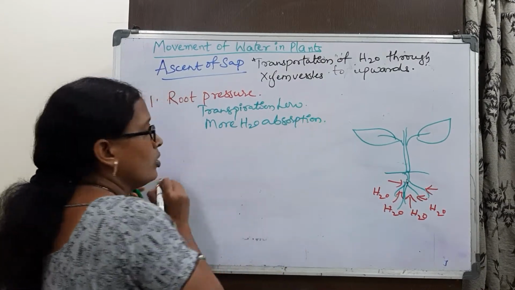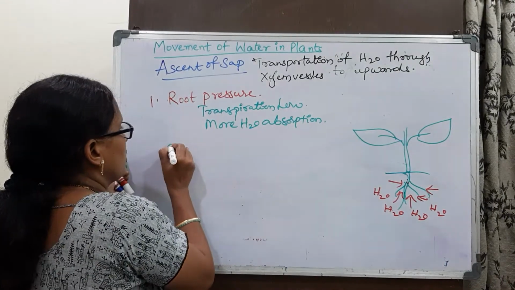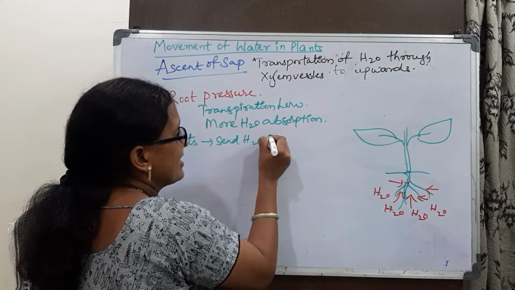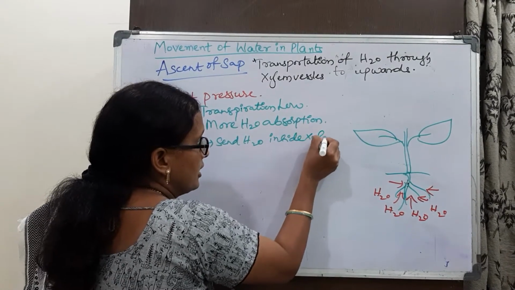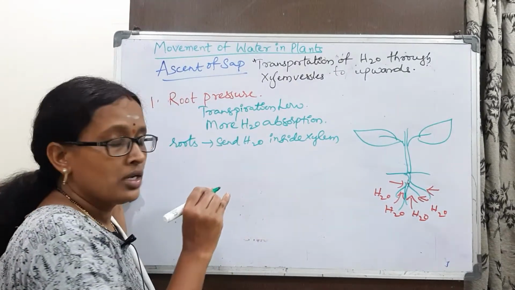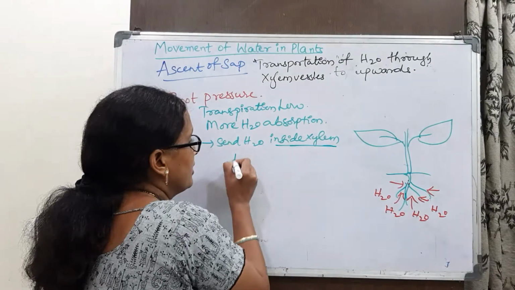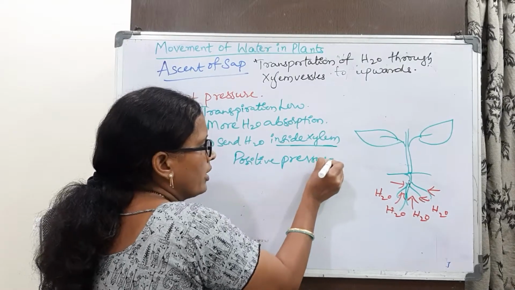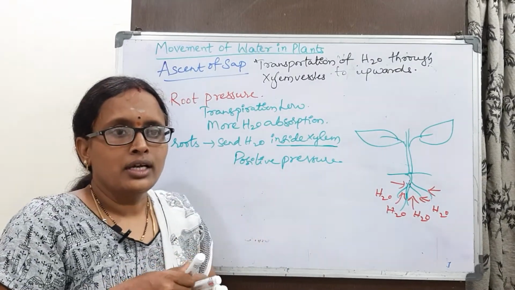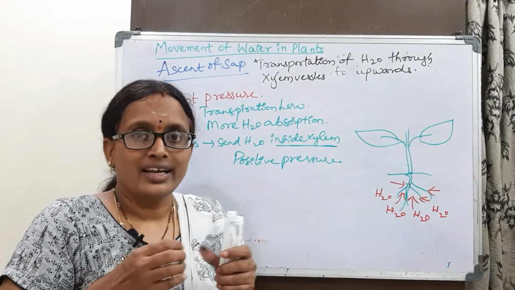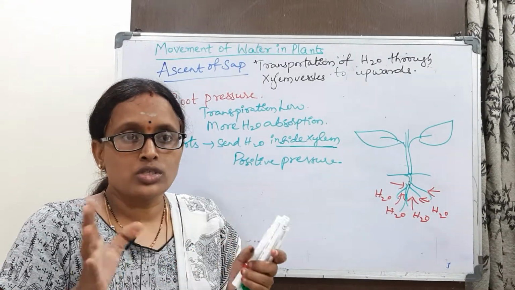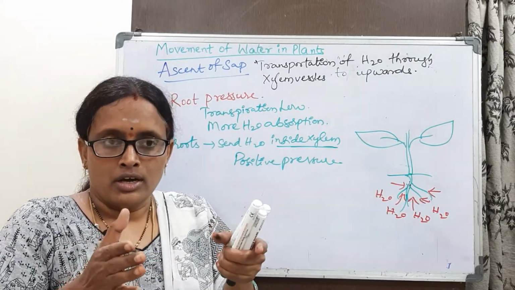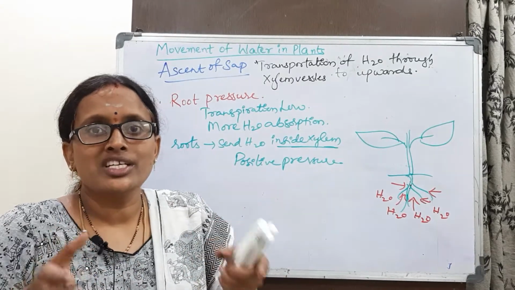At that time, all the roots send water inside the xylem, and inside the xylem there is a positive pressure. If we imagine a cinema hall, at the end of the show, if everyone wants to enter or exit through only one way, a pressure is created.